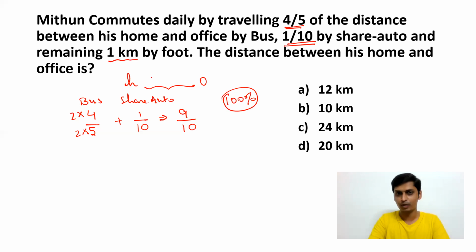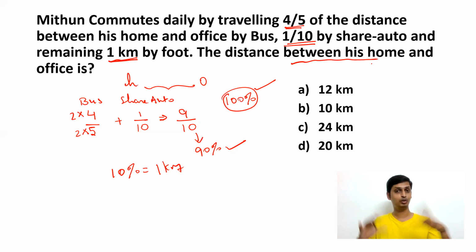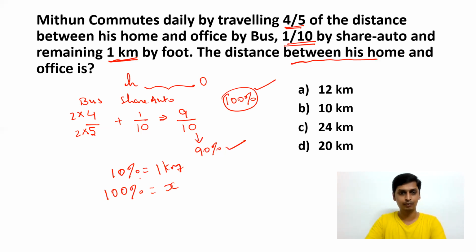So that remaining is only 1 kilometer. Now 90% he actually traveled. So remaining is how many percentage pending? Out of 100% he traveled 90%, so remaining is only 10%. So the 10% he walked by foot, that is 1 kilometer. Now you have to find the total distance between his home and office. That will be 100%, so 100% equal to x. Now if you cross multiply, you get the answer. So 0 0 cancel, so you get x equal to 10 kilometer. So this becomes your answer.